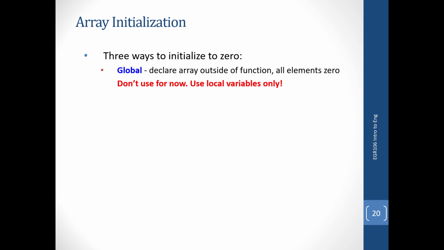There are 3 ways we can initialize arrays to 0. The first one is to make it global, and we are not going to do global variables or arrays in this class at all. In fact, we mark down for doing that because it is a security risk. There will be times that making global variables will make more sense, but in this class we're not going to even talk about it.